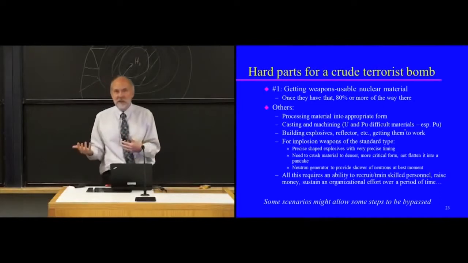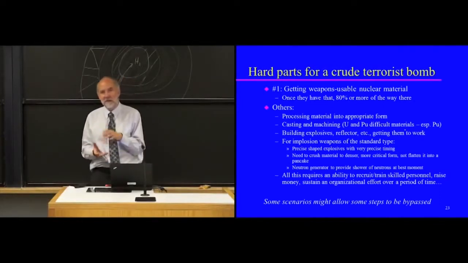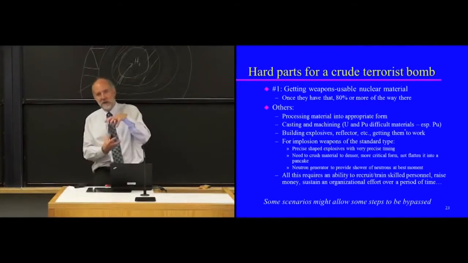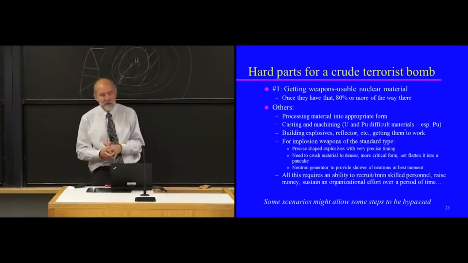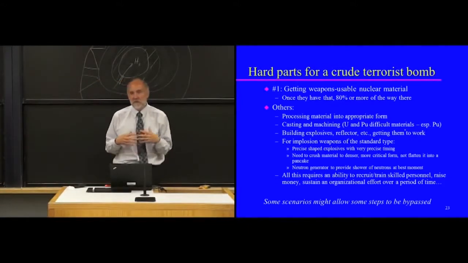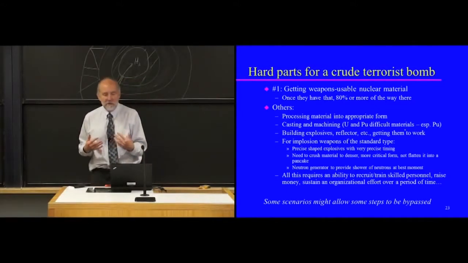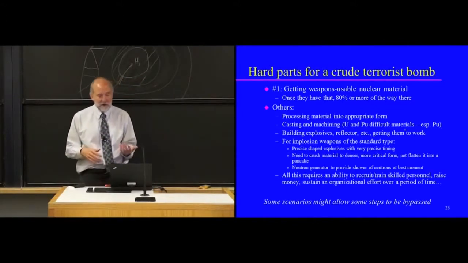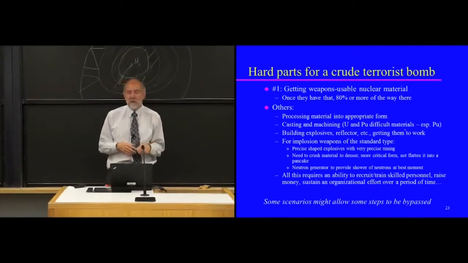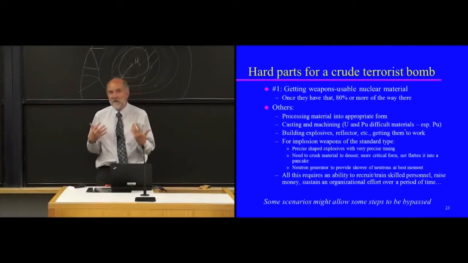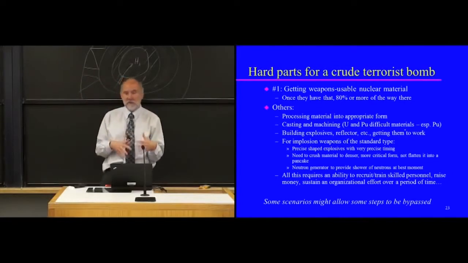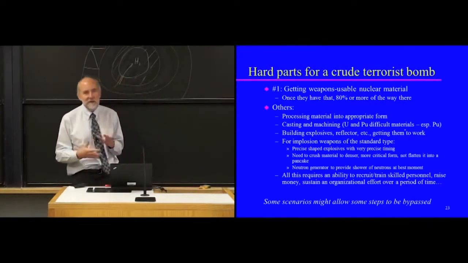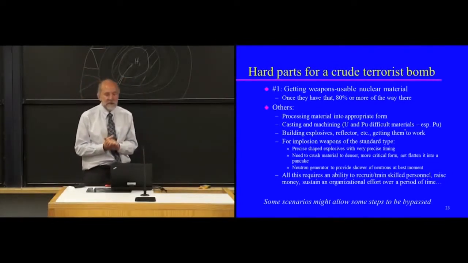All right, casting and machining. Once you have the metal, you have to cast it into the right shape for the components of your bomb. Then you have to machine it to make sure it's exactly the right shape. You have to build your explosives, the reflector, etc., and get them to work. If you wanted to do an implosion weapon of the standard type, then you'd have to have precisely shaped explosives with very precise timing and so on. That'd be really quite difficult.